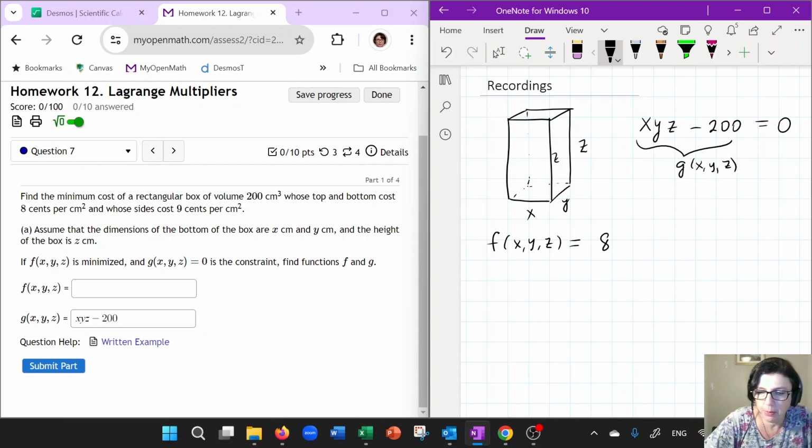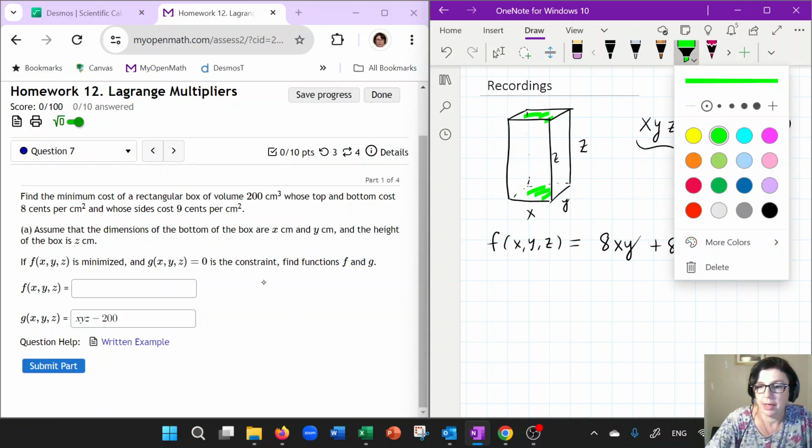So each square foot costs 8 cents, or a square centimeter, whatever, doesn't matter. So this is just going to be 8xy. That would be the total cost for the bottom. For the top, it's going to be the same thing because the price is the same, so that's also 8xy. The top and the bottom both have the same exact area, x times y.